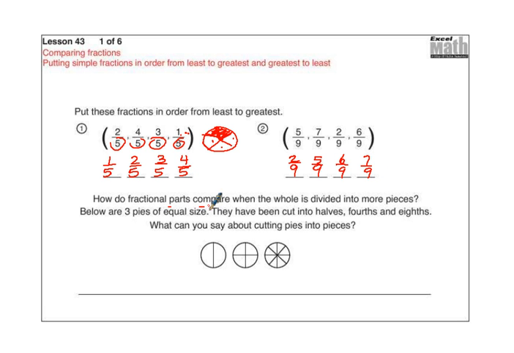How do fractional parts compare when the whole is divided into more pieces? Below are 3 pies of equal size. Here's 1, 2, 3 pies. They have been cut into halves, right here, fourths, right here, and eighths, right here. What can you say about cutting pies into pieces? So write a real quick sentence right here that tells what you think happens when you cut the pie into more pieces. Pause the video, turn it back on when you're ready to see what my sentence is.